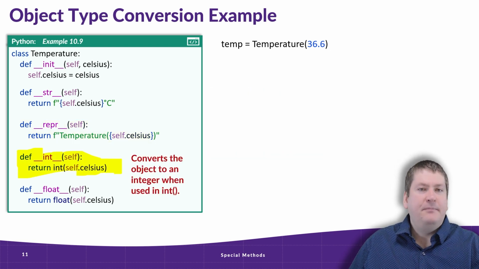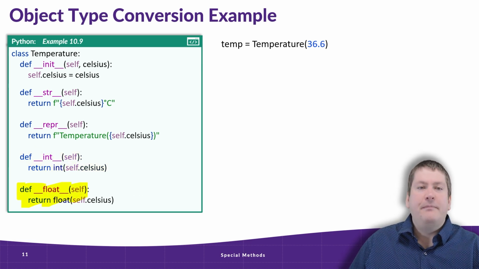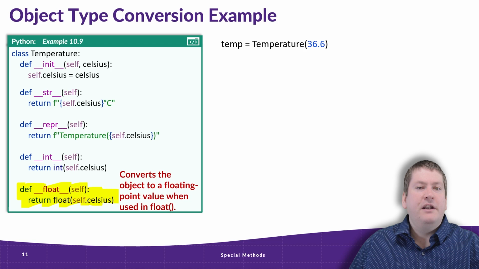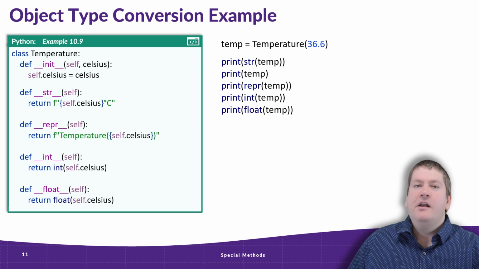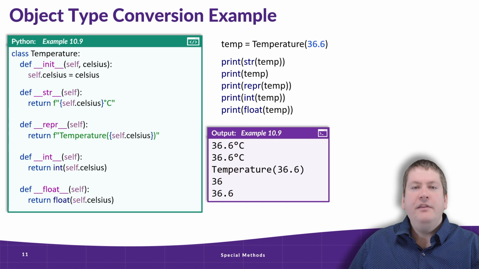Next is the int special method, and this converts the object to an integer if that's possible. Same thing with float, it converts the object into a floating point value if that's possible. So let's see how this is used. Here we have a new list of print lines, and each one of these tries to print the object in a different way using some of the built-in functions we've already seen that try to convert objects. And this is the output we'd get in this case.